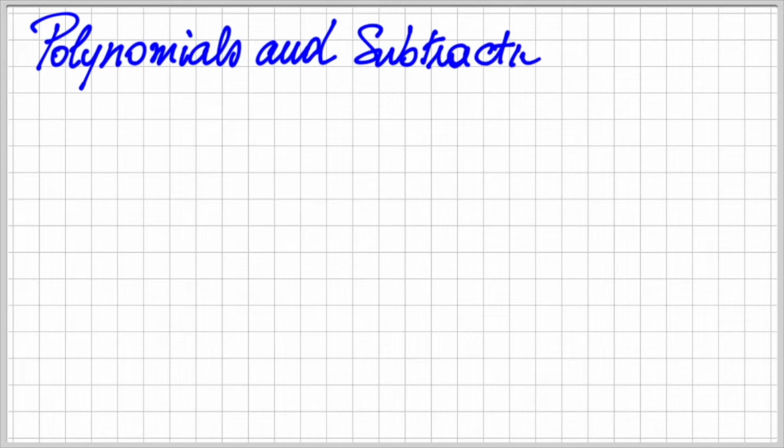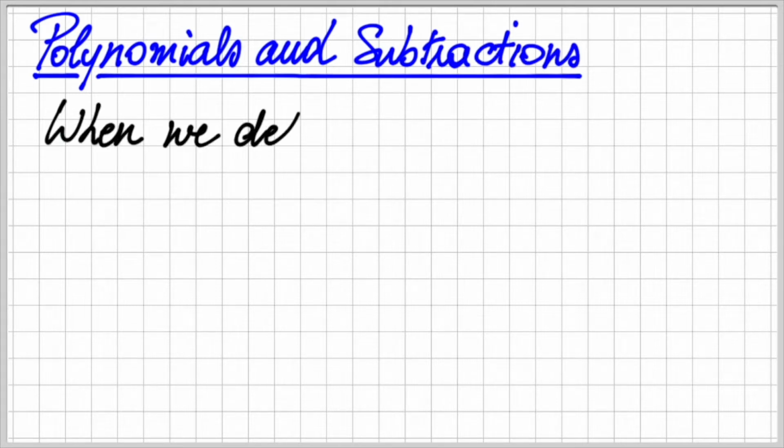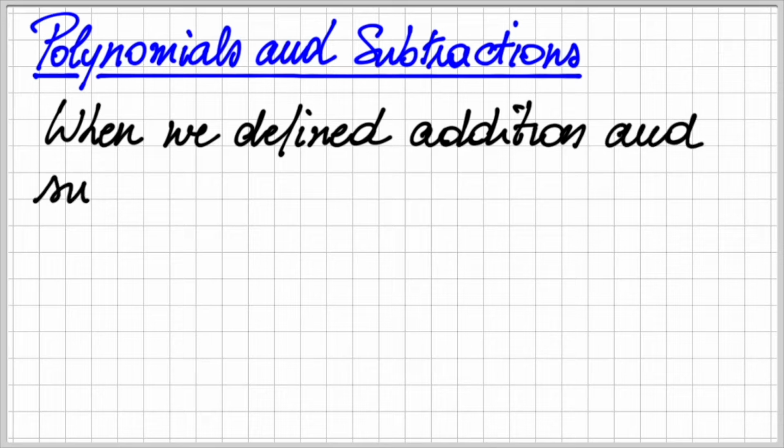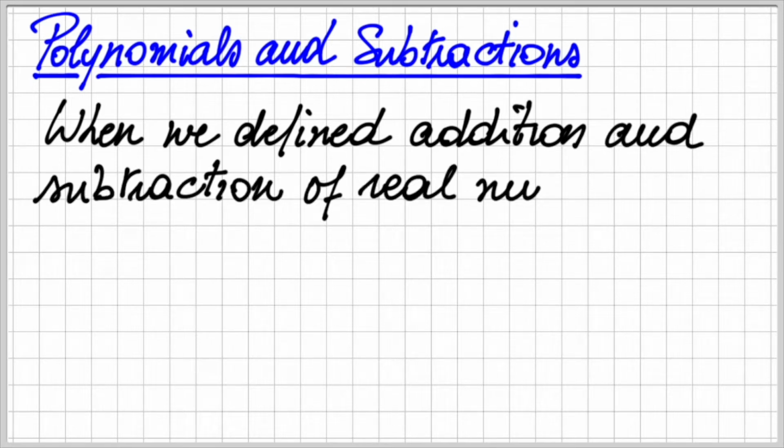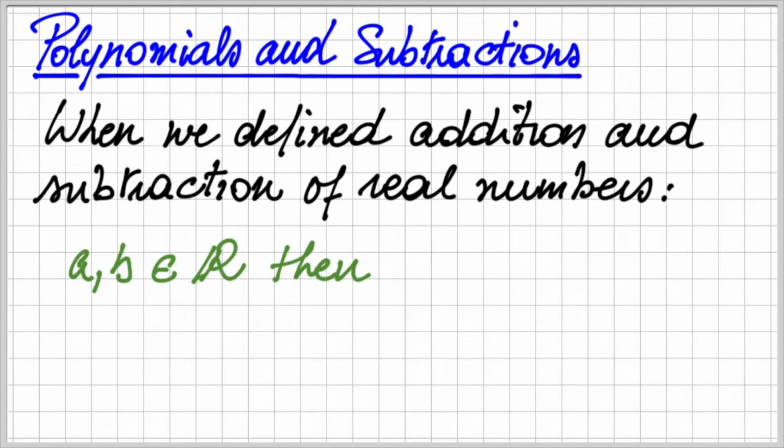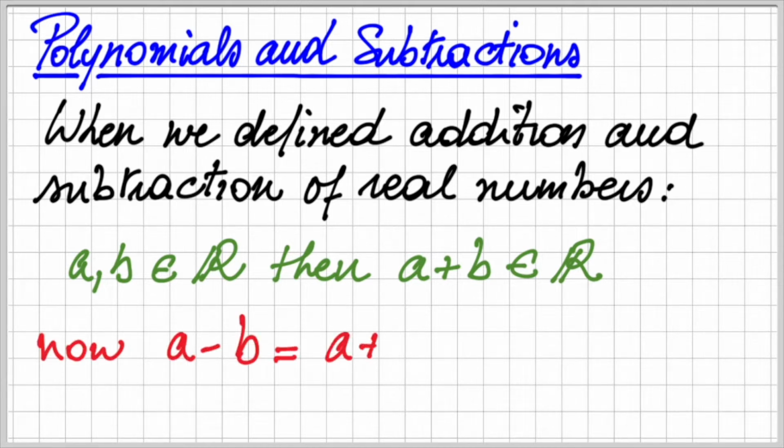Let's have a look at polynomials and subtractions. Now, when we looked at the real numbers and we defined addition and subtraction of real numbers, we could say that when a and b are real numbers and a plus b is also a real number, we define the subtraction as a minus b, which is equal to a plus the inverse or the negative of b. And this subtraction is also a real number.